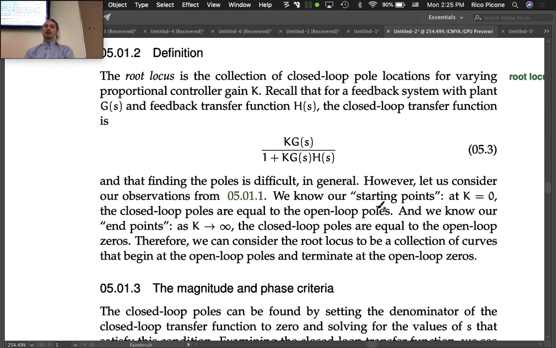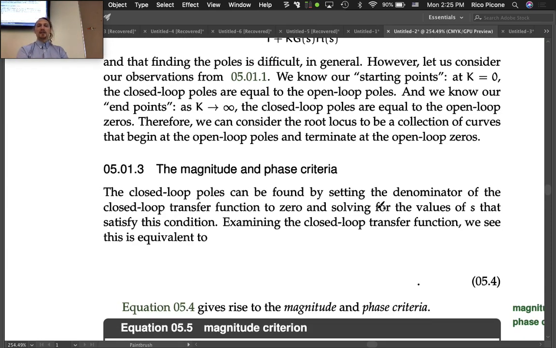Therefore, we can consider the root locus to be a collection of curves that begin at the open loop poles and terminate at the open loop zeros. So they give us our closed loop pole locations for all different gain values. We know where they start and we know where they finish, and we're going to develop criteria in the next section, the magnitude and phase criteria, for what always has to be the case everywhere along this trajectory, everywhere along these curves.